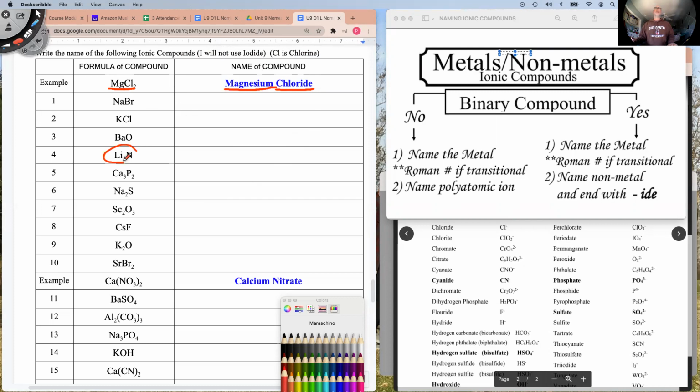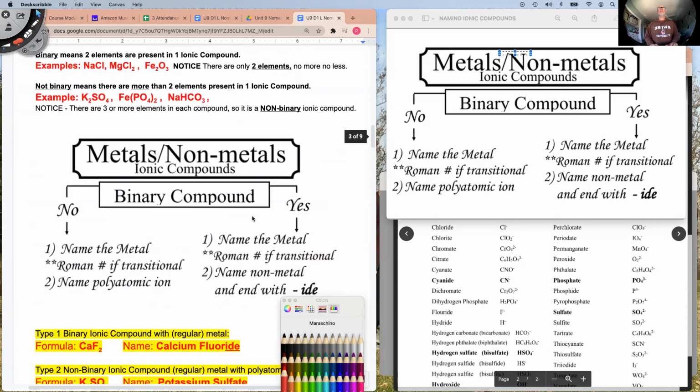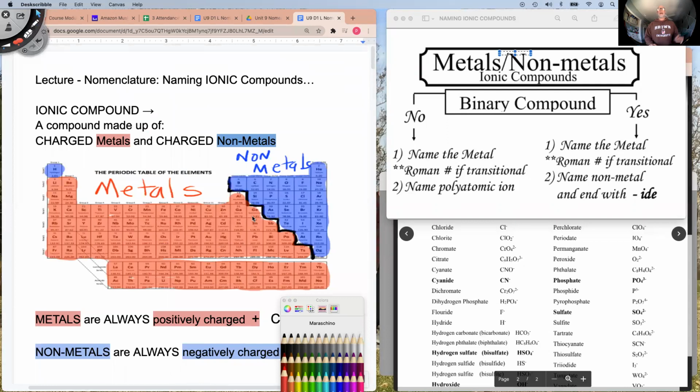Mr. Pepe, how about this one here? All right, let's do it. Name the metal. Lithium. Name the non-metal. Nitrogen. End it with ide, nitride. Boom. This activity should take you about maybe 7 minutes tops. And that's it, kids. Have yourselves an absolutely great day. If you have any questions, I'm sitting right here. Enjoy your day.